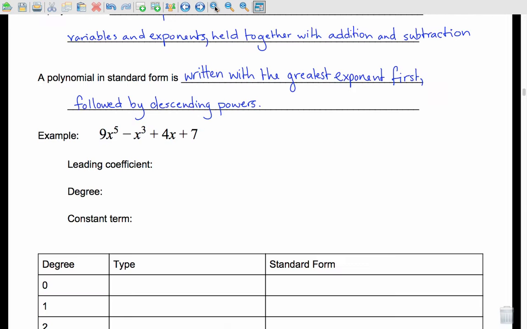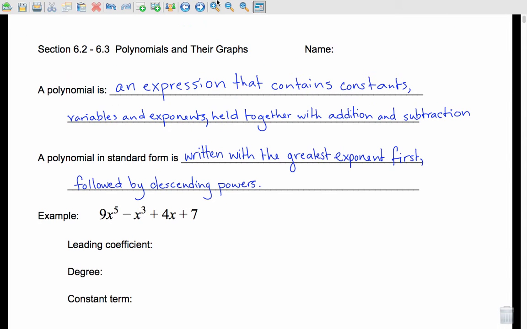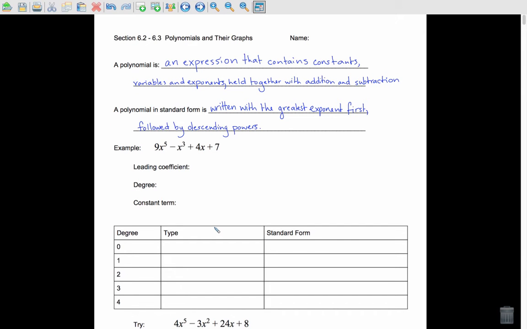Okay, notes on polynomials and their graphs. So a polynomial is an expression that contains constants, variables, and exponents, and it's held together with addition and subtraction. And then a polynomial written in standard form has the greatest exponent first, followed by descending powers.